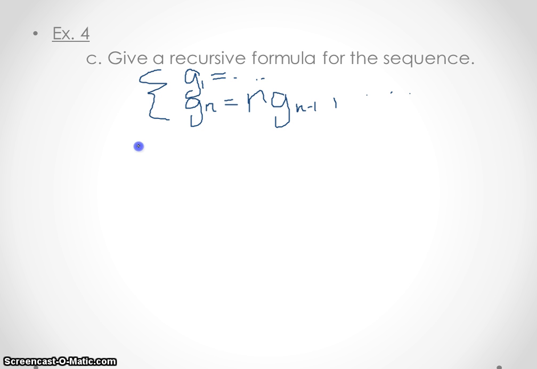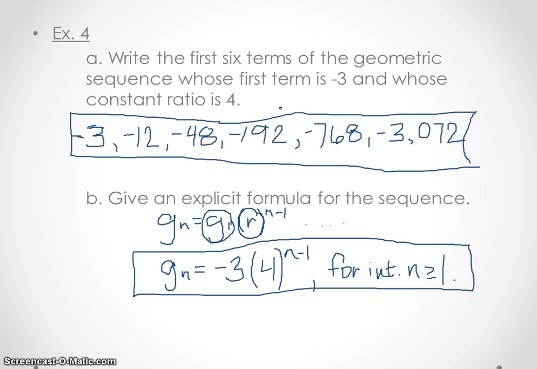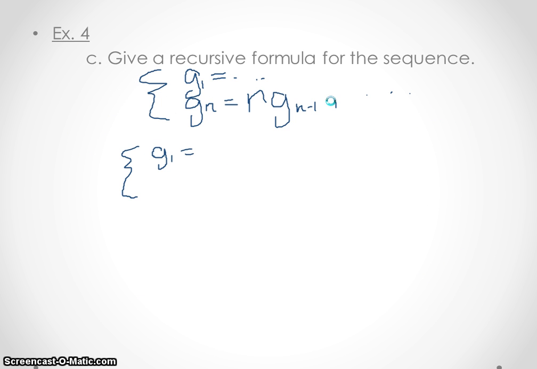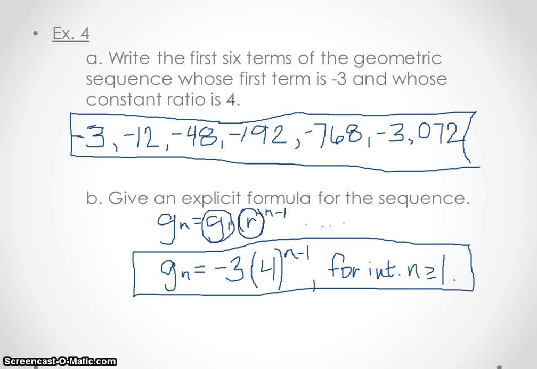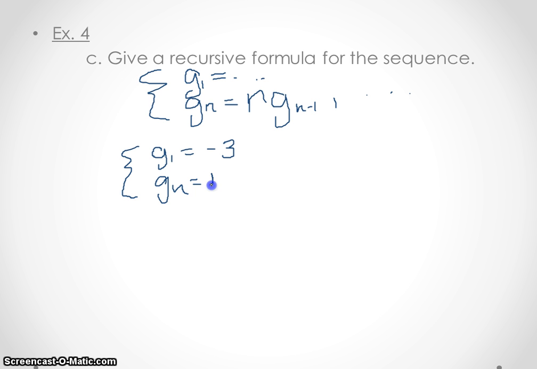Okay, so let's set this up. g sub 1 was our first term. If you don't remember, we can always go back a slide. So g sub 1, our first term, was -3, so we just put a -3 right here. And then g sub n just stays as g sub n equals r, that's an r, I promise, not an n, which is our constant ratio, which is 4, so we put a 4 right there. 4 times g sub n minus 1. That just stands for our previous term, remember? So that's our previous term times 4.